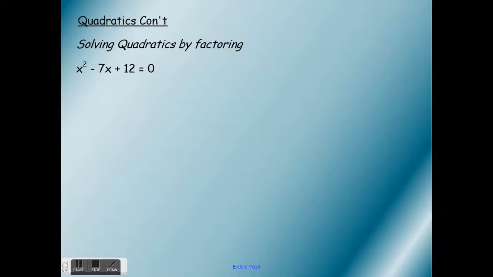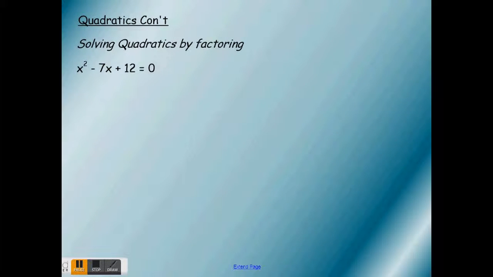And let's try this. So, I have x squared minus 7x plus 12 equals 0. So the very first thing I need to do is factor this. We're going to factor it using the method we did yesterday. So two numbers that multiply to get 12, add to get negative 7. The same way we did last time. I'll give you a couple minutes to do that.